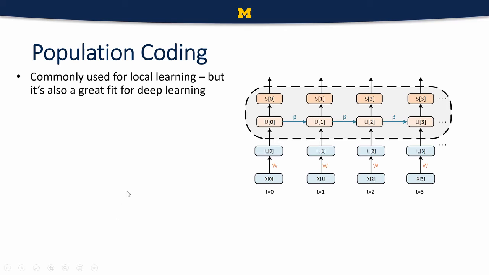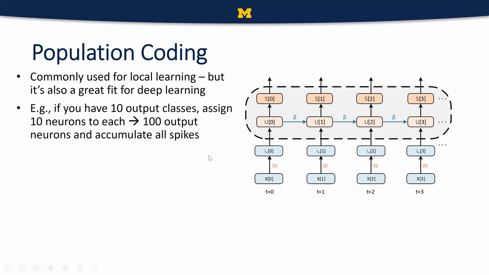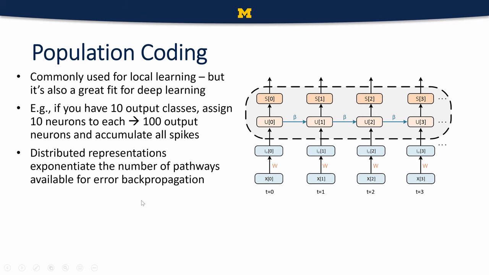But what I want to say is that it's also a great fit for deep learning. Now, it's used in practice by some of the Intel and IBM neuromorphic researchers that I'm familiar with, but I haven't seen it formalized in too much detail in a backprop context. So like I said, let's say you have 10 output classes. Perhaps we want to assign 10 neurons to each. So 100 output neurons, and what you'll do with those 100 output neurons is accumulate all spikes. So when you're counting up spikes, take all of the spikes from those 10 output neurons.